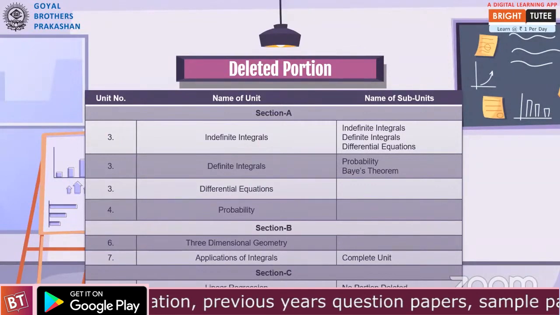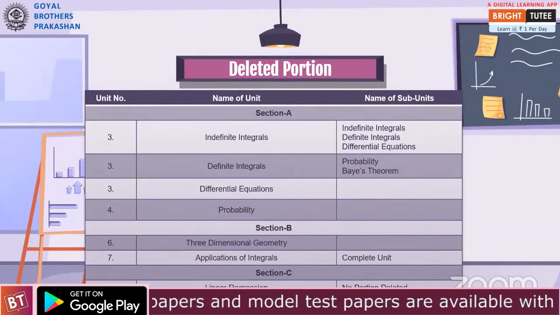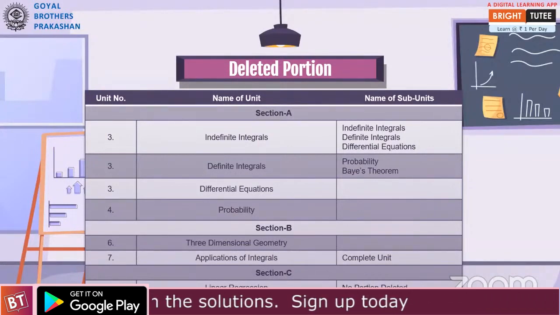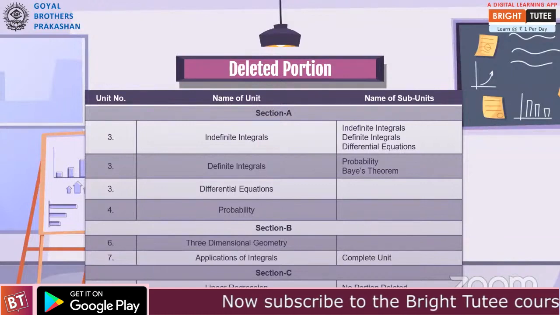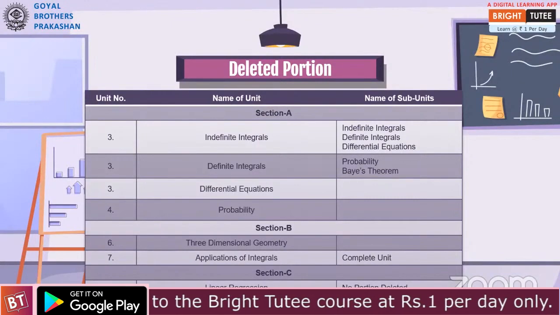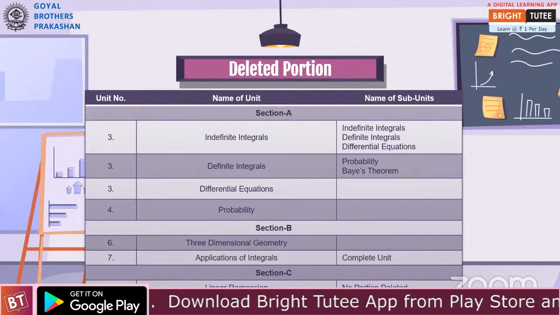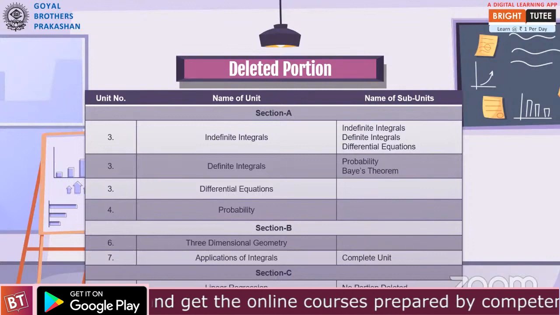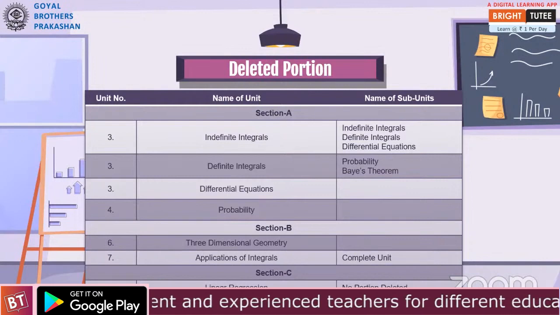In definite integrals, we generally study definite integral as a limit of sum. It is not there now in the reduced syllabus. Only one topic has been removed from definite integrals. In probability, nothing is removed except probability distribution. In Bayes theorem, the complete unit will be included in the semester 2 exam. Application of integrals complete unit is there. In linear regression, no portion is deleted, and in linear programming, transportation problems are excluded.